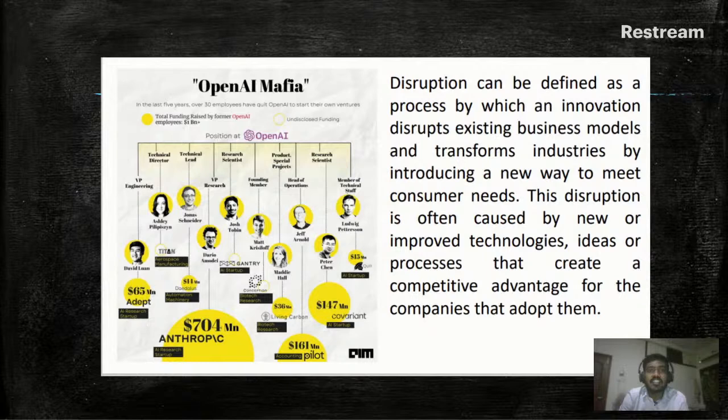Disruption can be defined as the process by which an innovation disrupts existing business models and introduces a new way to meet consumers' needs. Disruption is often driven by new technologies, ideas, and processes that create a competitive advantage for the companies that adopt them. One thing I have to say to you about the OpenAI mafia: everyone has to dig into that, observe, and extract the information and the services that we are able to see in OpenAI. So why does everyone have to love these OpenAI models?